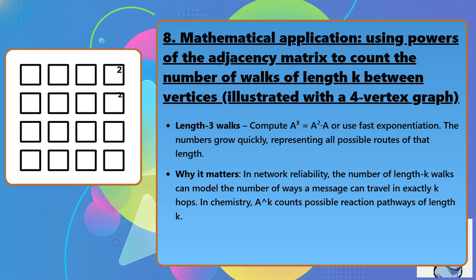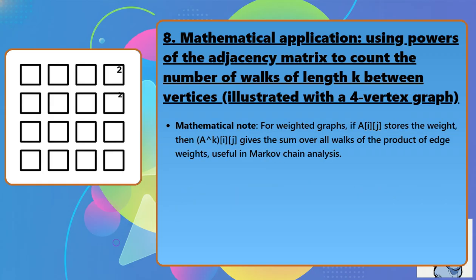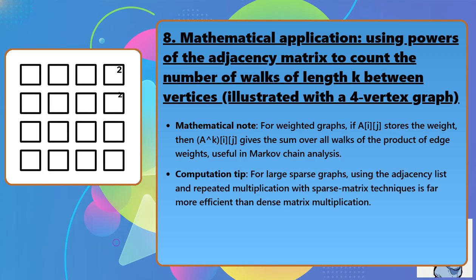In chemistry, A to the k counts possible reaction pathways of length k. Mathematical note: for weighted graphs, if A_ij stores the weight, then A to the k, ij gives the sum over all walks of the product of edge weights, useful in Markov chain analysis. Computation tip: for large sparse graphs, using the adjacency list and repeated multiplication with sparse matrix techniques is far more efficient than dense matrix multiplication.